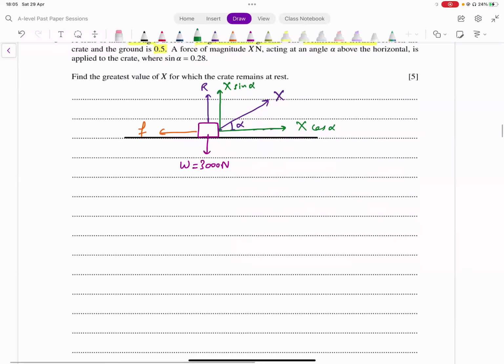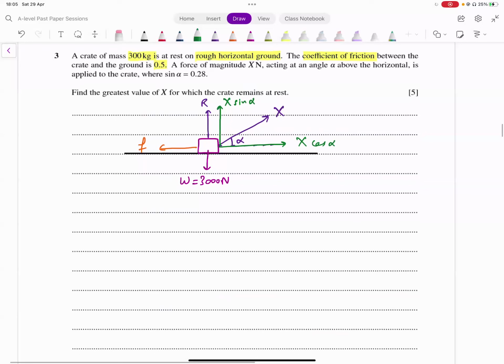ठीक है। अच्छा देखें, जब मूवमेंट है ब्लॉक की वो वर्टिकली तो होगी नहीं, तो वर्टिकल फोर्सेस तो इक्वल होंगी, राइट। तो हम क्या कर सकते हैं, अपवर्ड फोर्स और डाउनवर्ड फोर्स को हम इक्वेट कर सकते हैं, ठीक है। अपवर्ड फोर्स क्या है? R, plus X sin alpha, and the downward force is 3000. So we have one relation between R and X. From this we know the value for sin alpha, we can put that here, this is 0.28.